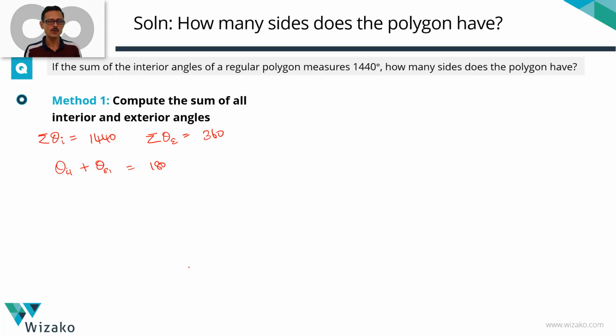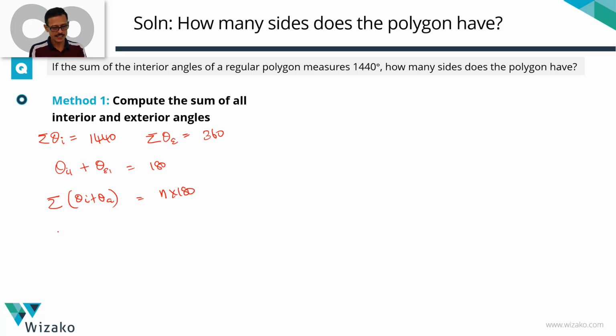How many interior and how many exterior angles do we have? If it's an n-sided polygon, there are going to be n vertices. So we'll have a total of n interior and corresponding exterior angles. So the sum of all, sigma theta I plus theta E, each interior angle plus each exterior angle is equal to 180. We have n such vertices. So the sum of all interior plus all exterior will be equal to n times 180.